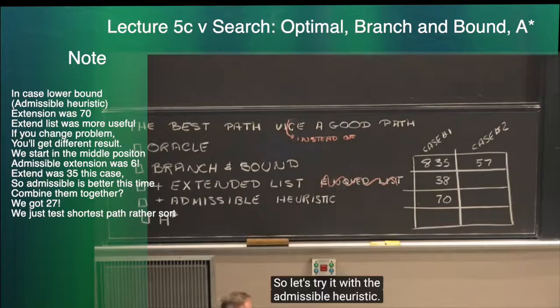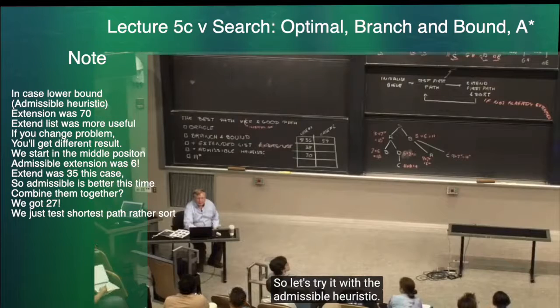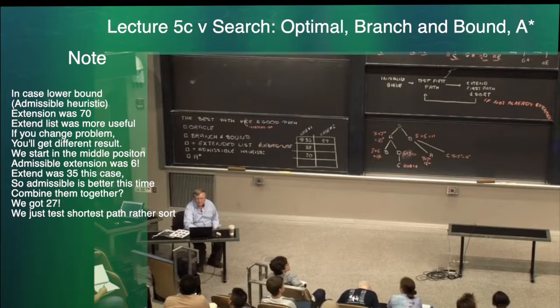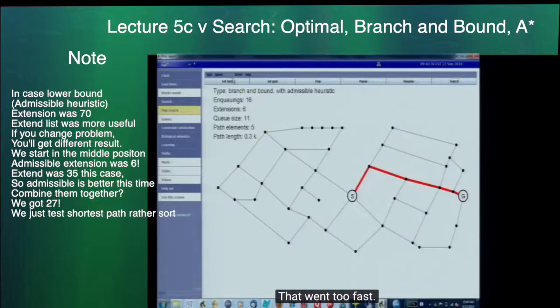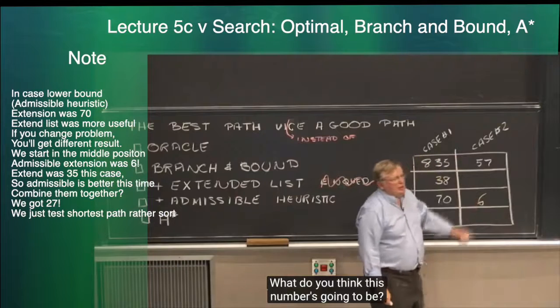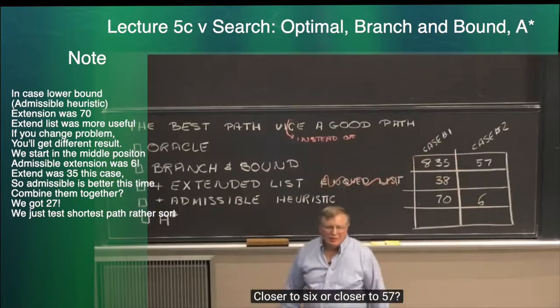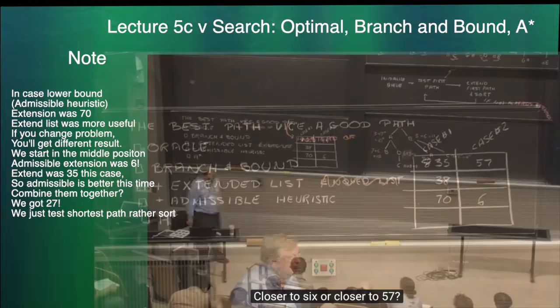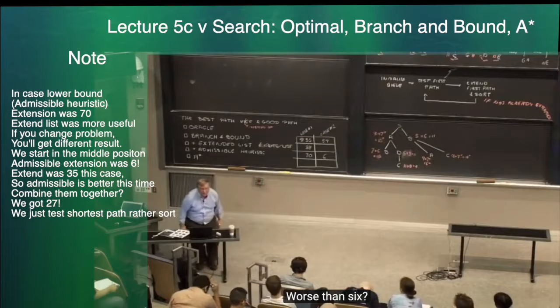So let's try it with the admissible heuristic. Ooh, that went too fast. Wow, still pretty fast. 6 extensions. What do you think this number is going to be? Closer to 6 or closer to 57? Better than 6, worse than 6?